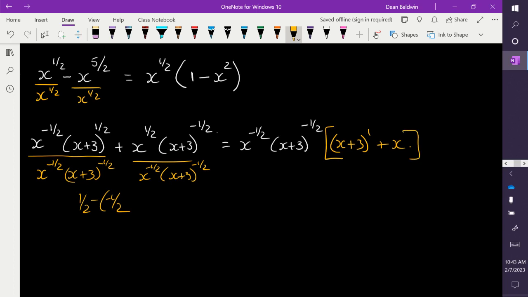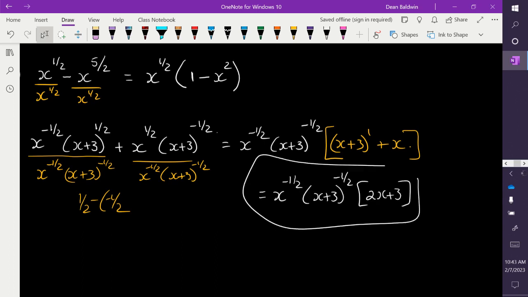You can simplify that. Collect your like terms. So what do you get? X plus x is? And there's your answer. Is that okay? All right. Let's try a trickier one.